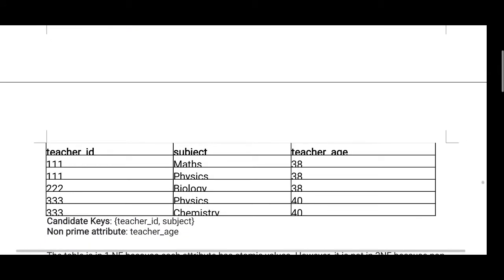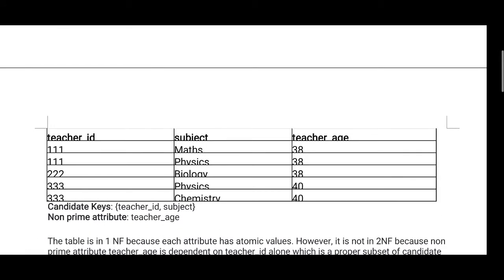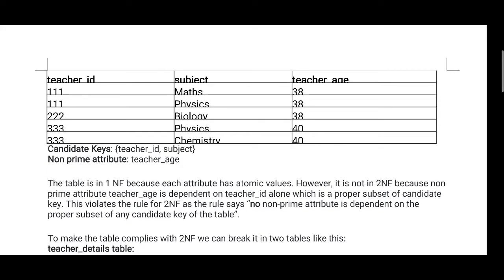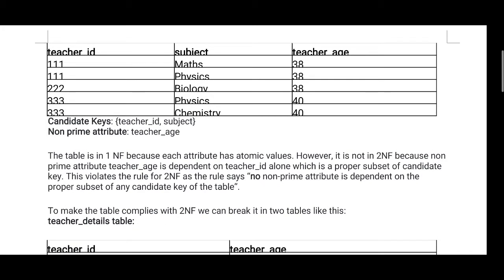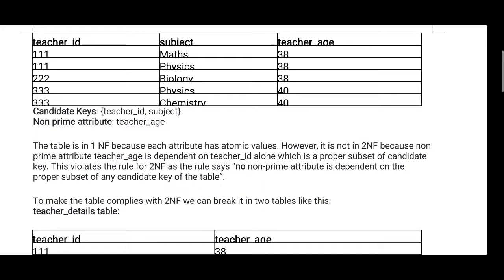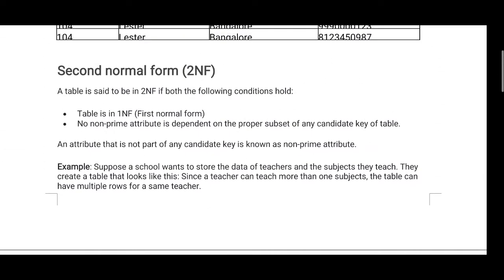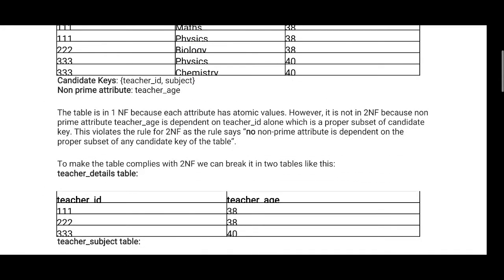We have taken teacher ID, subject and teacher age. Here the candidate key is teacher ID and subject. The non-prime attribute is teacher age. The second normal form conditions are: the table is in first normal form, and non-prime attributes are not dependent on a proper subset of the candidate key in the table.